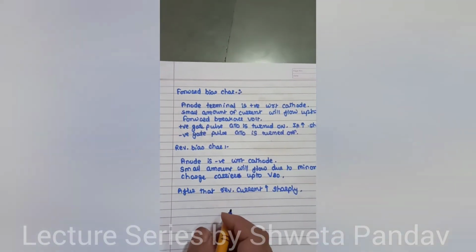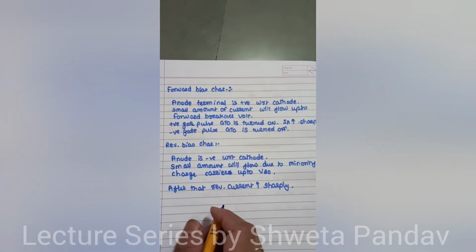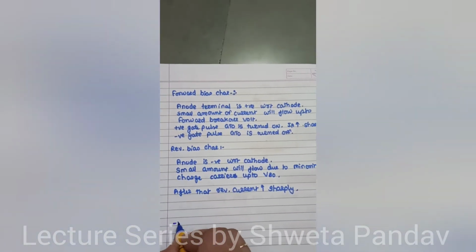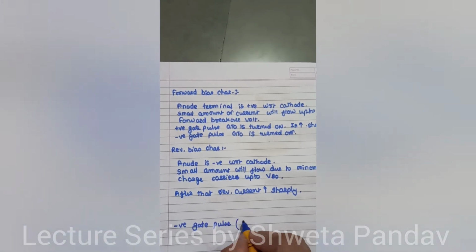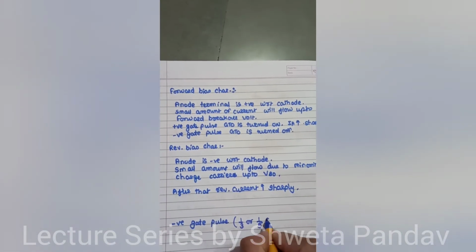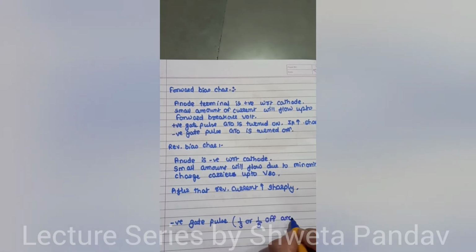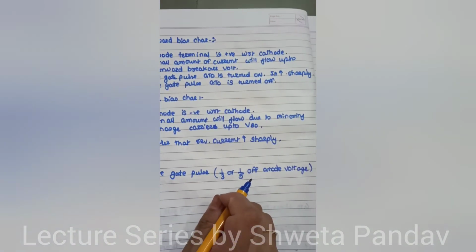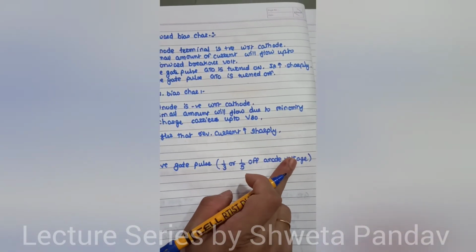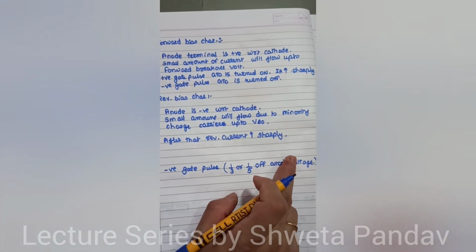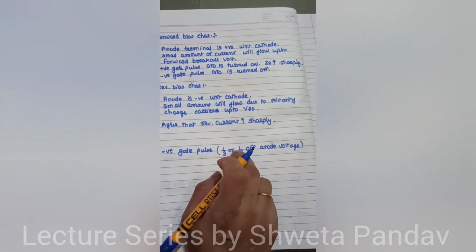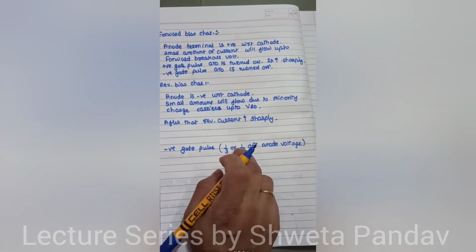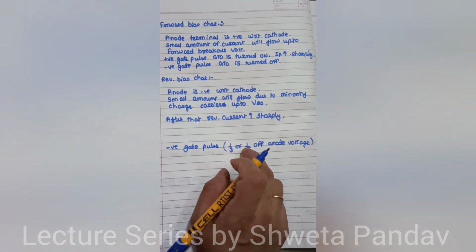And one more condition is there. When we apply the negative gate pulse to the GTO, the negative gate pulse voltage should be in the range of 1/3 or 1/5 of the anode voltage. So the only difference is that we can turn off the GTO with the help of a negative gate pulse, while the turning off process is absent in a normal SCR.